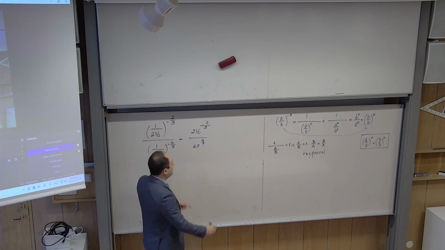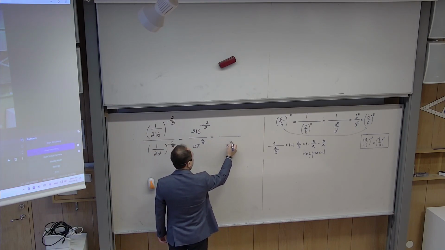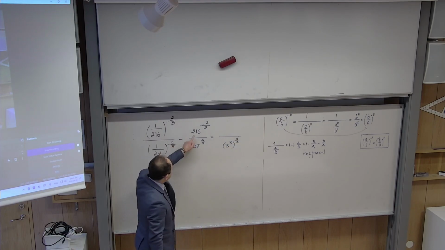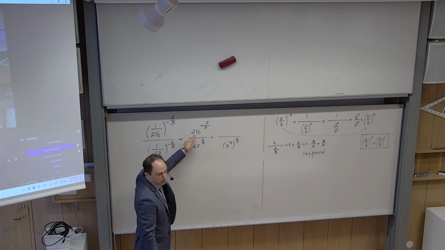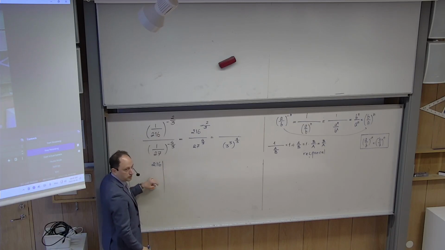Everyone hopefully knows that this is 3 to the power of 3, and then to the power of 4 over 3. But maybe this number is not familiar to your eyes. What you need to do is go to another part of the paper, the scratch paper, and start factorizing this.